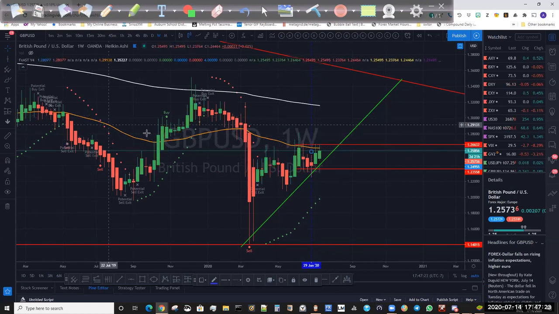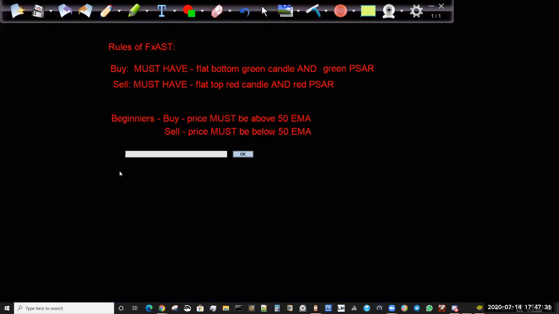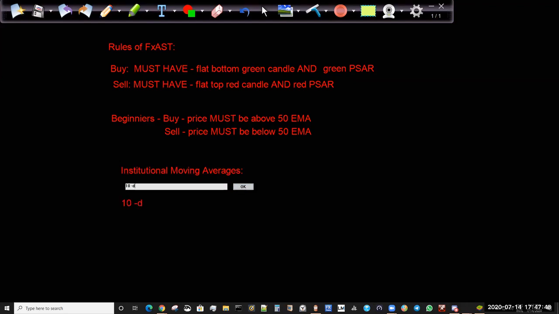The reason that I use these institutional moving averages, so on institutional moving averages, you'll see this. If you ever look at any of the financial shows, the money shows, they use, and it all depends on what they're talking about, the 10-day, 20-day, 50-day, 100-day, 200-day. You'll see that on your financial news shows.